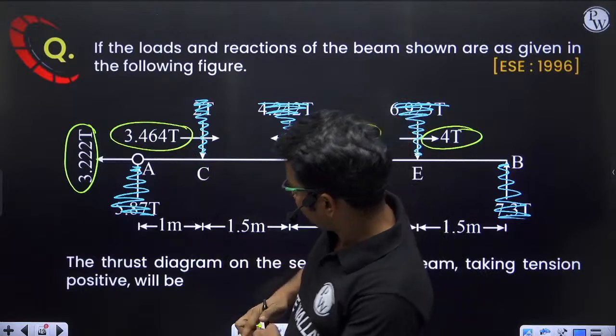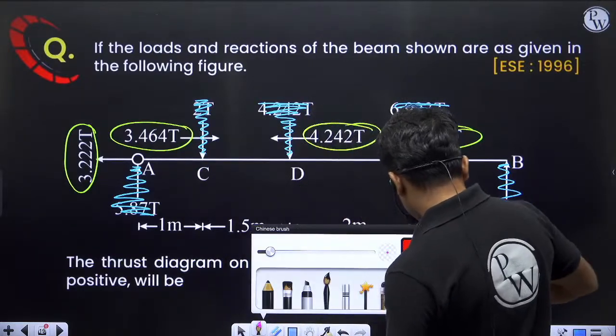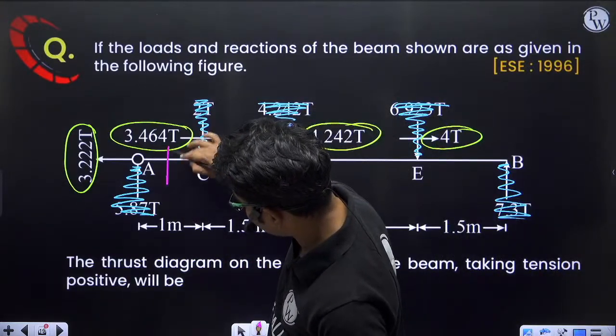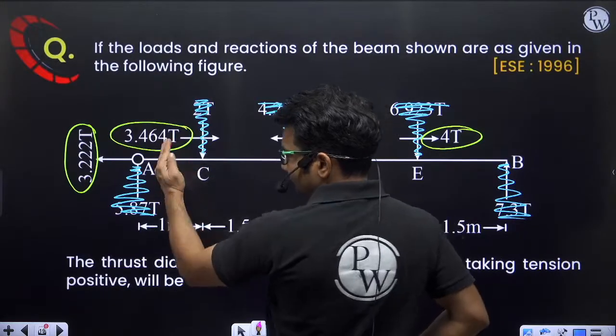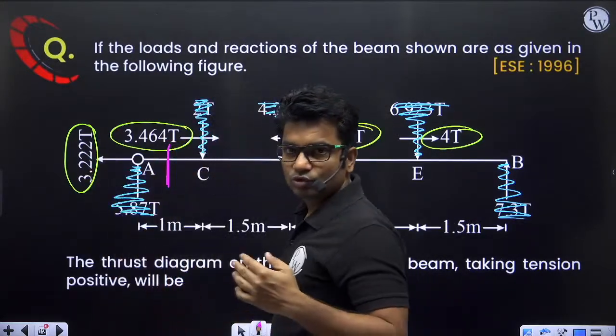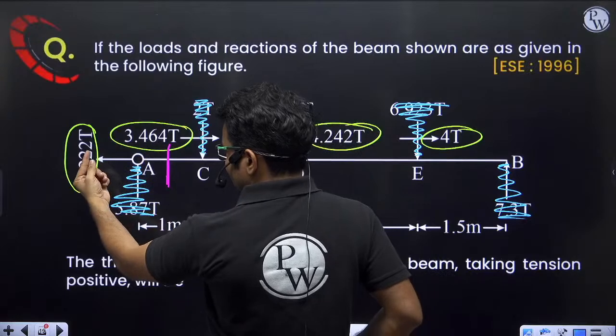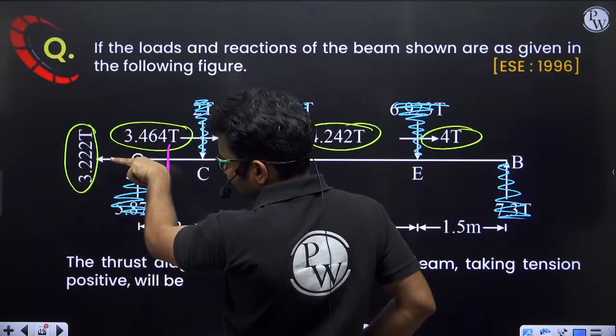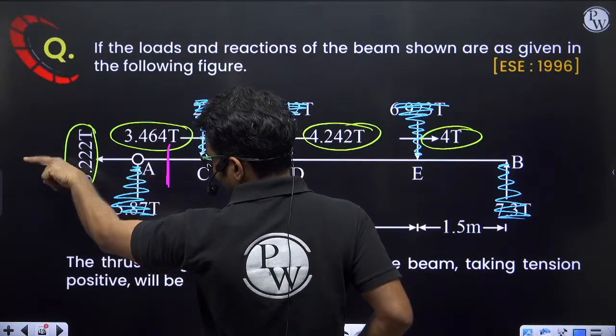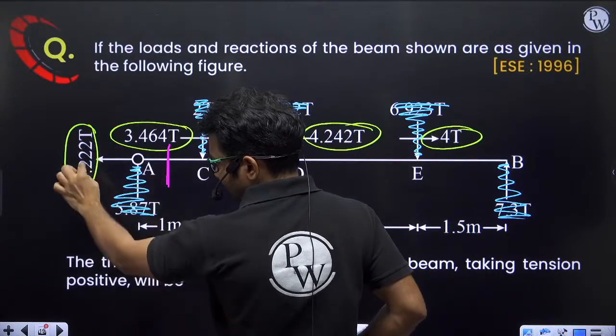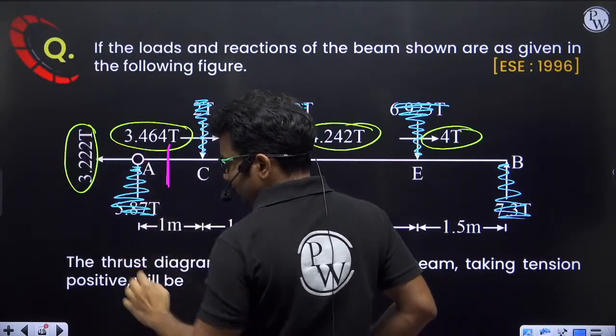Axial thrust, if you consider this section, at this section, if we do summation of all the forces to the left, this is 3.222 ton, this is going towards the left, and it is a tension force, so 3.222 ton will be the tension.